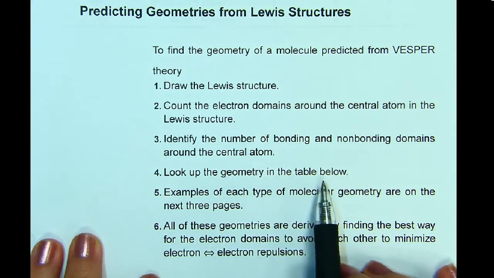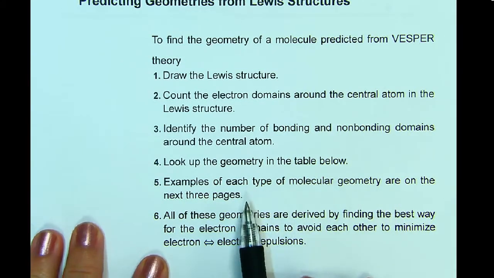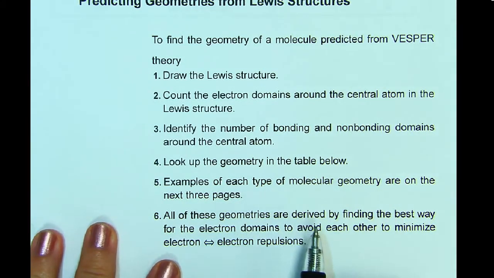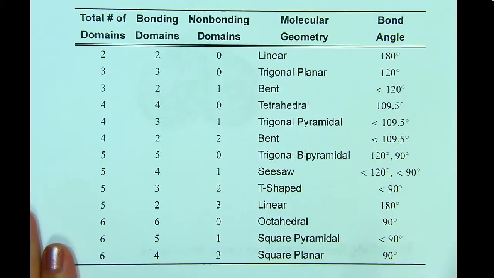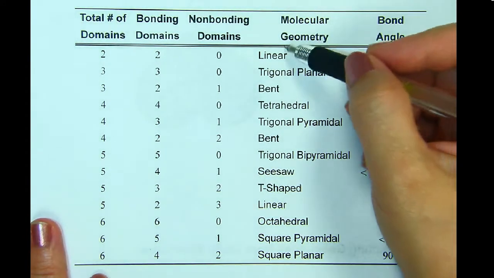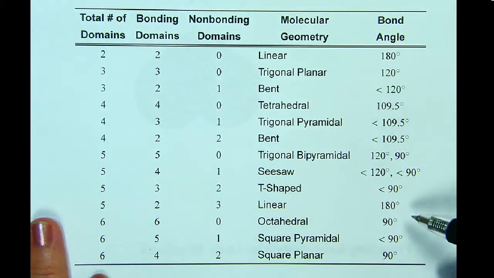Look up the geometry in the table, and then examples of each type of molecular geometry are on the next few pages. All of these geometries are derived by finding the best way for the electron domains to avoid each other and minimize their electron-electron repulsions. So here is the table on page 212, and for this course you're going to have to actually memorize all the different possible molecular geometries as well as their bond angles.